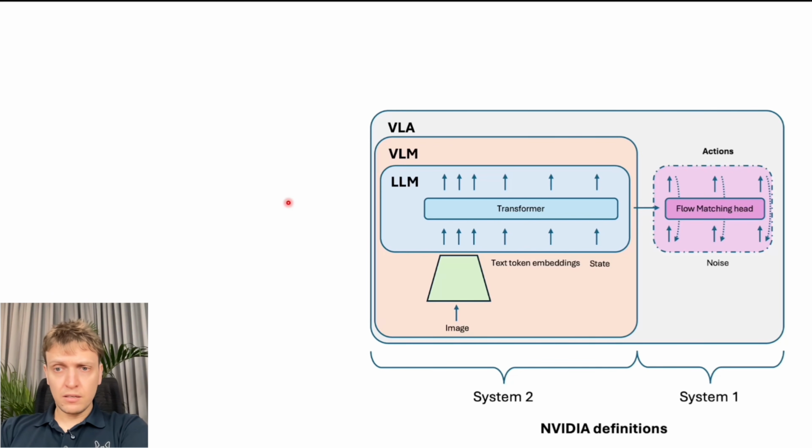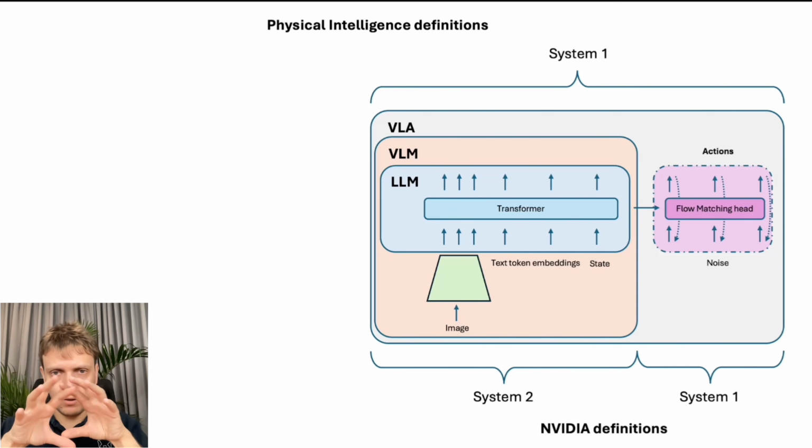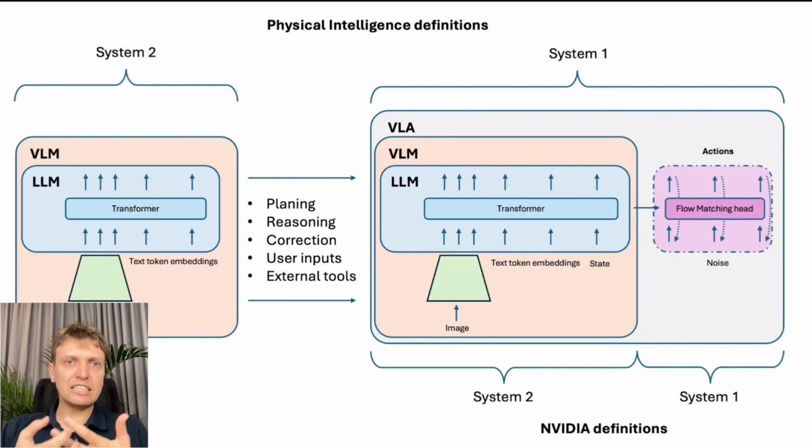This is aligned with the definition that, for example, is used by Physical Intelligence, and they call the whole VLA, the whole two blocks, system one. And this system one is basically the system that generates actions based on some observations and prompt and state and something else. This is the system that generates the action chunk. And system two is something that is built on top of it.